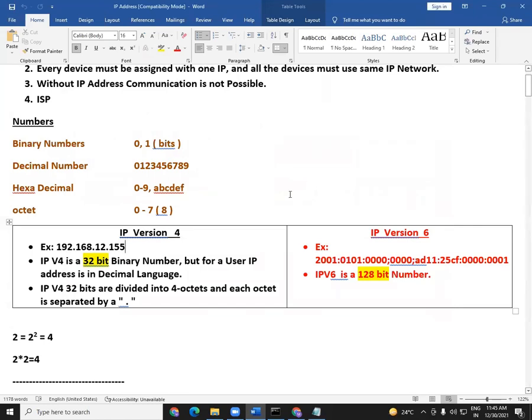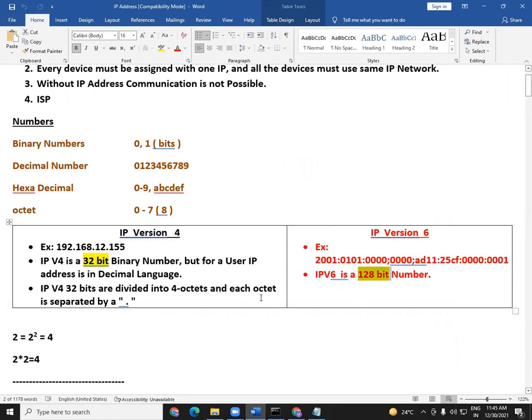IP version 4 was designed in 1970s. So in 1970s, when they designed the IP address, they designed the IP address with certain number of bits. How many bits they have taken in IP version 4? They have taken totally 32 bits. How many bits they have taken in IP version 6? They have taken 128 bits.